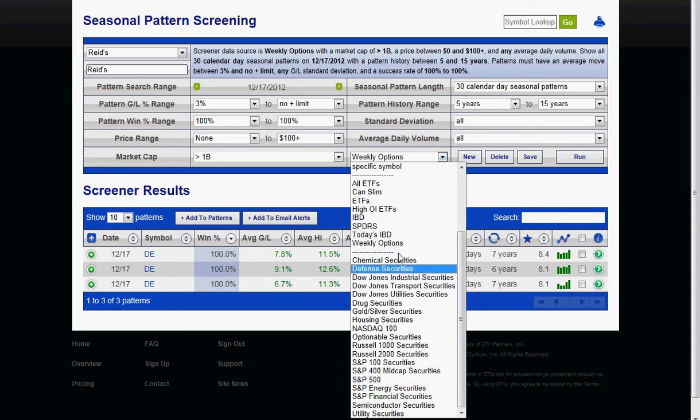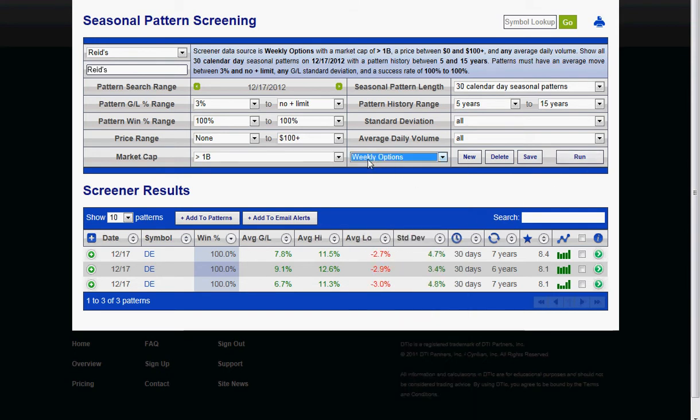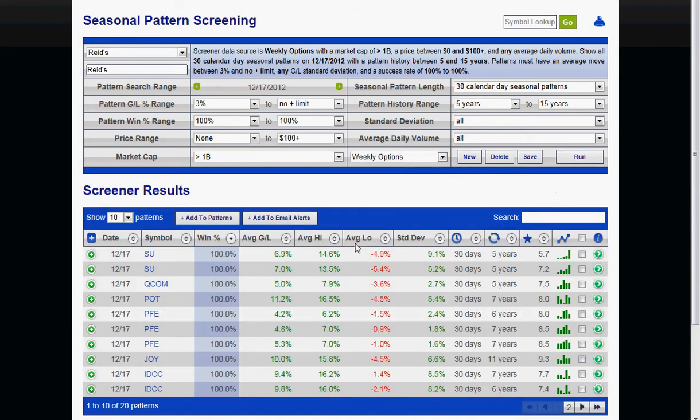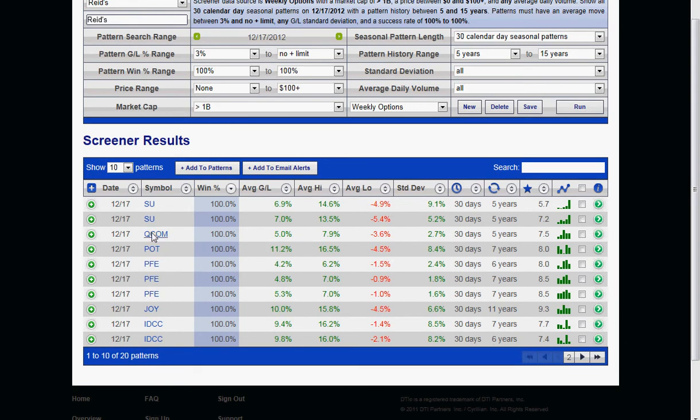Inside of here is all of my watch list, and we can take this weekly options list, which is all the ticker symbols with weekly options associated with them. And what do we have? We have several things here. You'll recognize some of these stocks. Starting at this date, going out over the next 30 days, 100% of the time over the last 5 years, it has been a profitable trade.